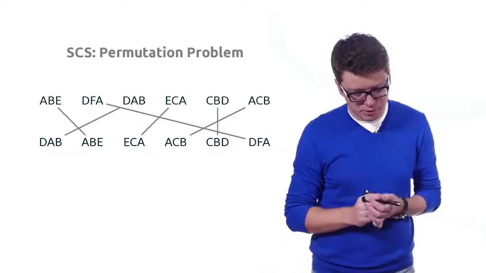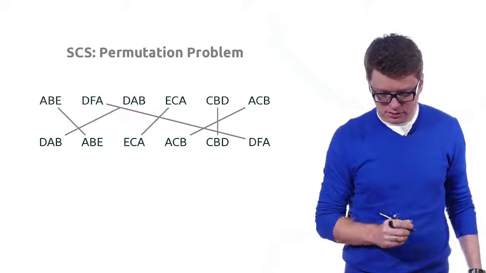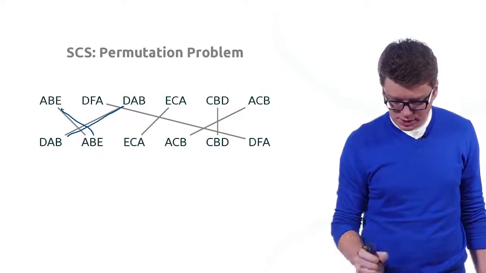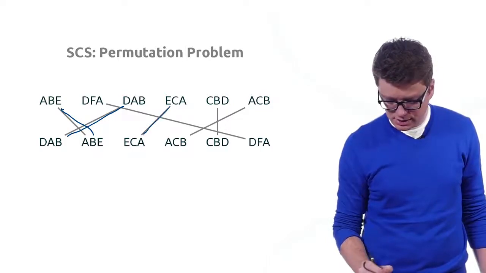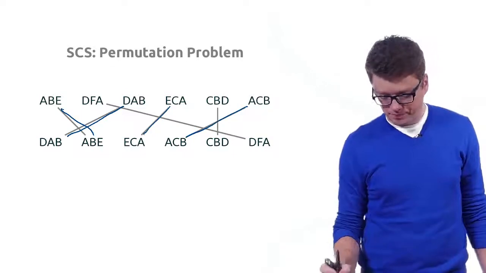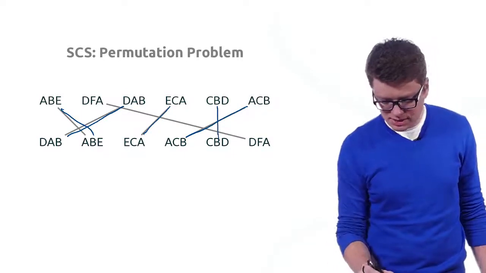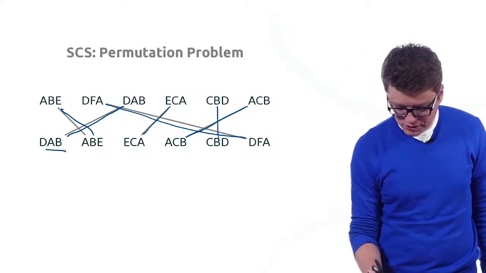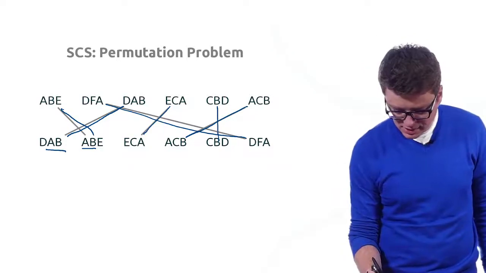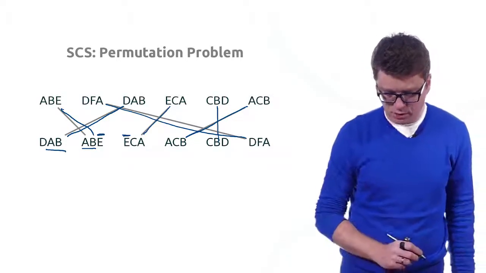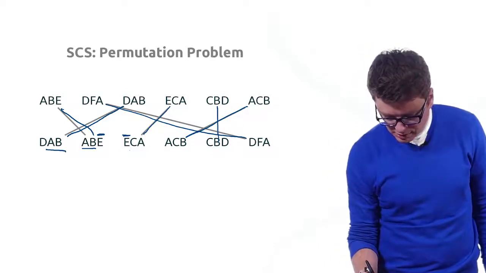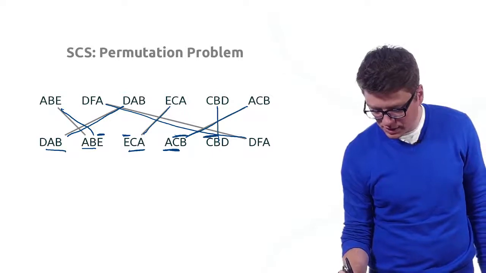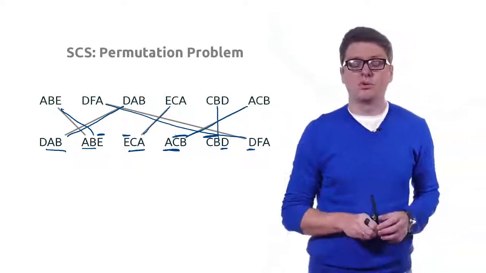For example, if we permute our 6 strings as follows, so DAB becomes the first one, ABA becomes the second one, the third one is ACA, the fourth one is ACB, the fifth one is CBD, and the sixth one is DFA. Then we see that the consecutive strings here, they have overlap too. Then these two guys have overlap 1, right? One symbol. These two guys have overlap 2, as well as these two guys. Okay, and finally these two guys also have overlap 1, I'm sorry.